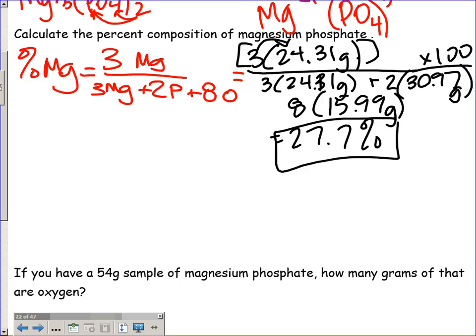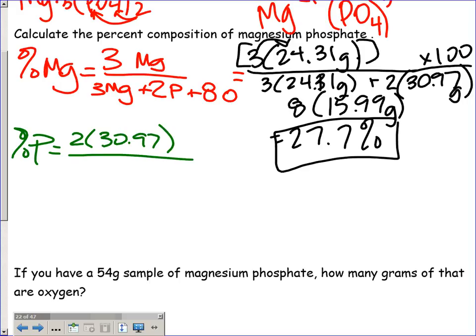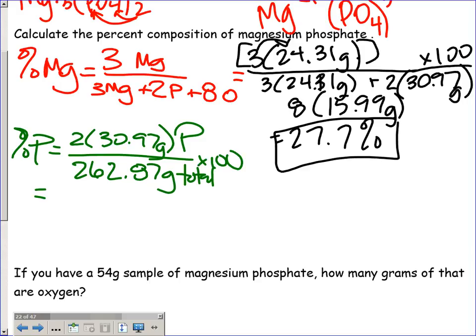You guys tell me how this changes when I do percent phosphorus. What's the only thing that will change? Yeah, the phosphorus will be the only thing that we're looking at. So the percent phosphorus will be 2 times what? 30.97 over, what's the total mass? Did anybody calculate that? 260.87, something close to that. Okay, so this is grams of phosphorus divided by grams total times 100, and what do we get for phosphorus's percent?